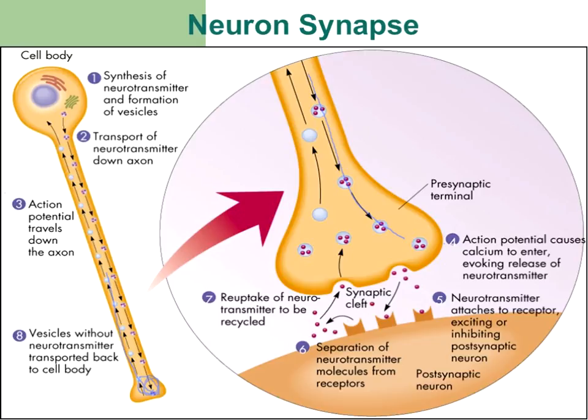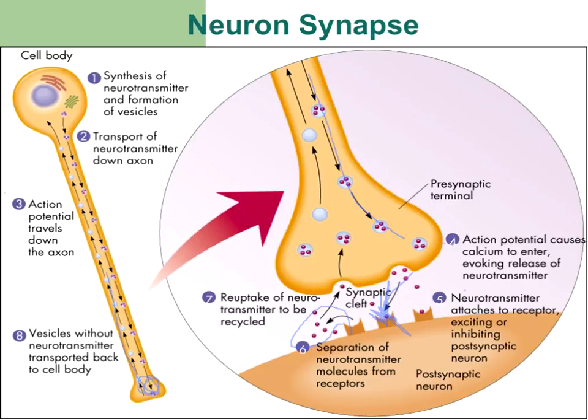This is where you see me drawing the blue. The neurotransmitter is going to attach to the receptor and either excite it, meaning the impulse will continue on to the next neuron, or inhibit it. If it inhibits, then it's in its hyperpolarized state. It's too negative to fire, and it's not going to fire. Then you're going to have a separation of the neurotransmitter. This is step 6.